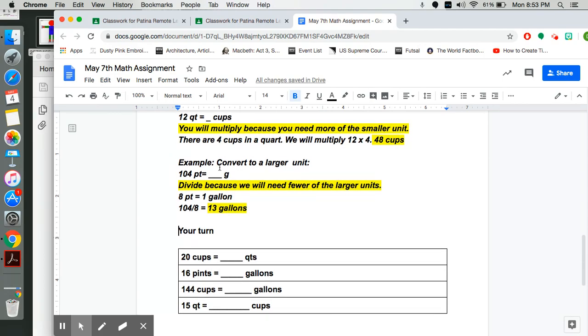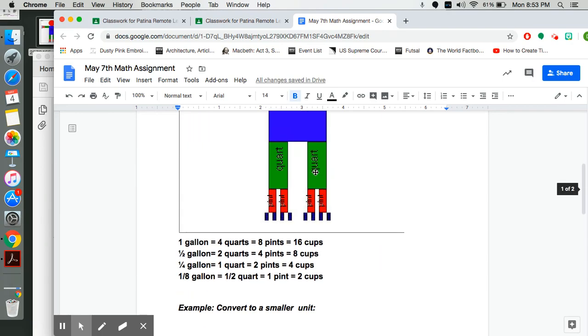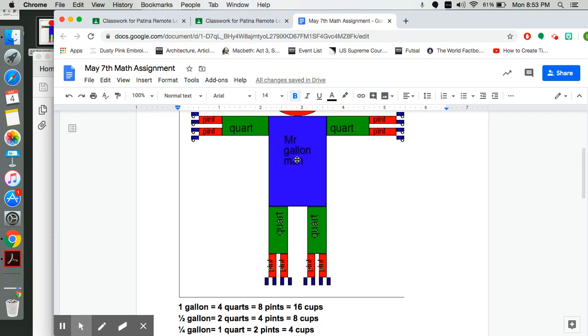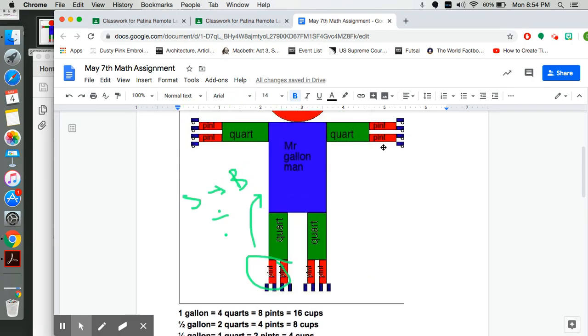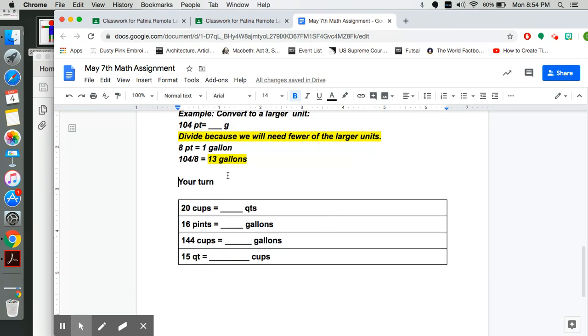Next, I'm going from small to big, from pints to gallons. So I have pints all the way up to gallons up here. So here are my pints. They're small, and I'm changing them to a big gallon. Remember, small to big, we divide. Well, what do we divide by? Well, we know we have 104 pints. We know that there are 8 pints in a gallon, so we're going to do 104 divided by 8 to get 13 gallons. So those are just some quick examples.